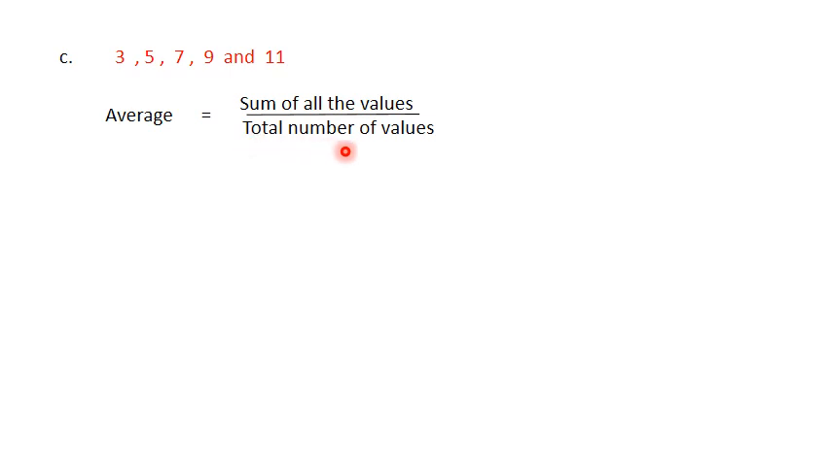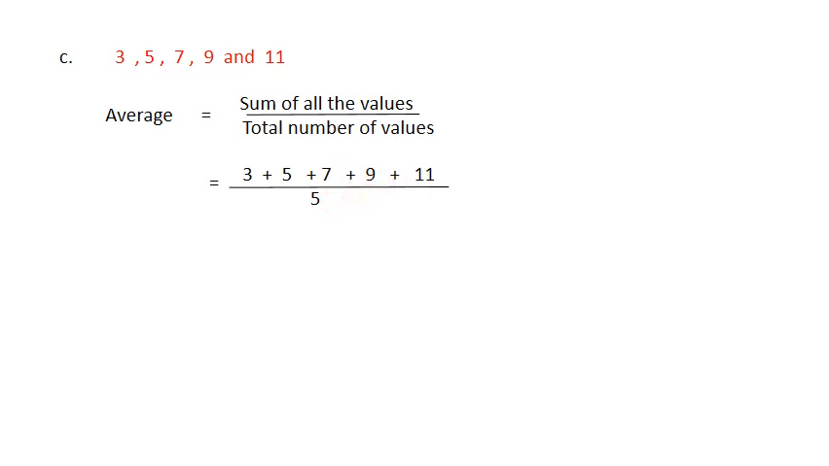C, 1. 3, 5, 7, 9 and 11. Same method we are going to do. First we'll write down the formula. Average is equal to sum of all the values divided by total number of values. Now we'll write down here sum: 3 plus 5 plus 7 plus 9 plus 11 divided by 5.